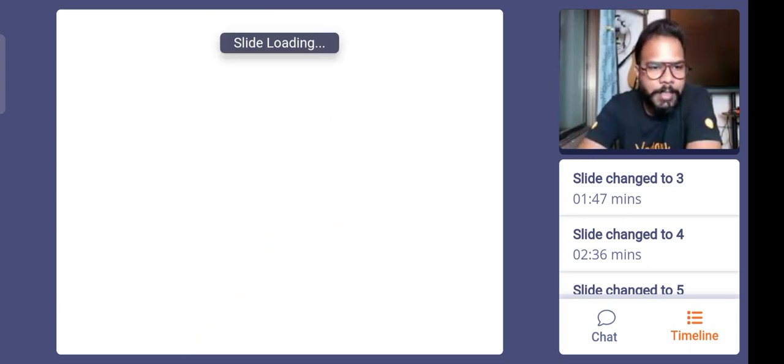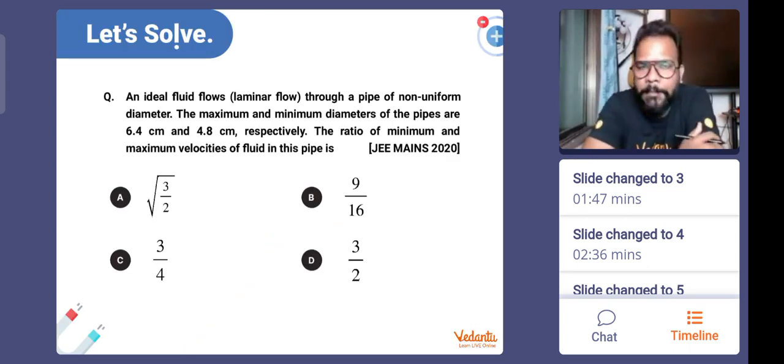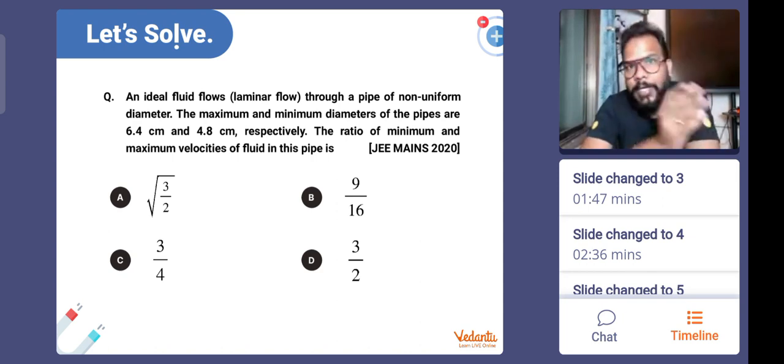Let's see a few questions based upon the same. The question which came in JEE Main 2020 says that an ideal fluid flows through a laminar flow, or you can say the streamline flow. Ideal fluid will always have a laminar flow, is what we assume, through a pipe of non-uniform diameter, obviously. The maximum and minimum diameters of the pipe are given to us as 6.4 and 4.8. Obviously, where it is 6.4, the area is more, and if the area is more, definitely there the velocity is less, right?